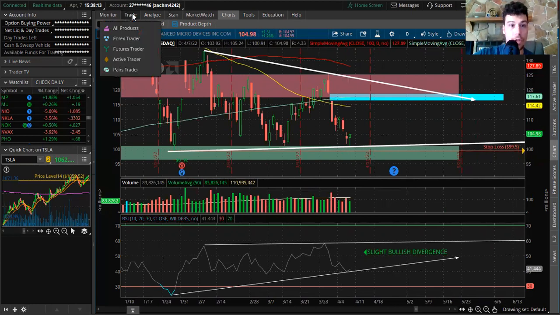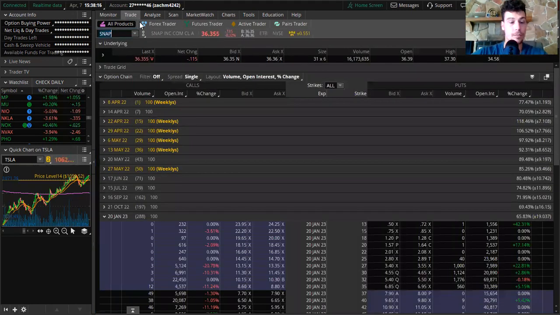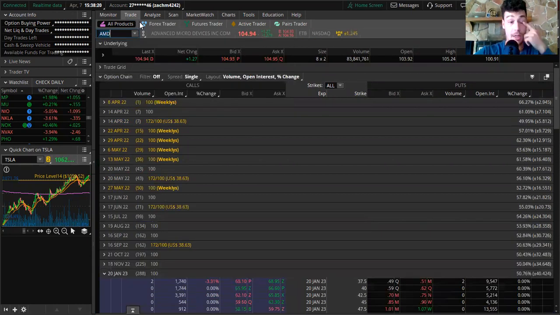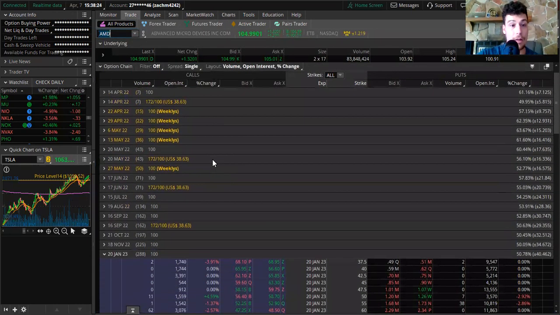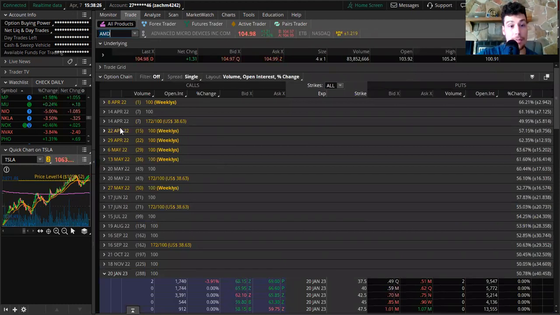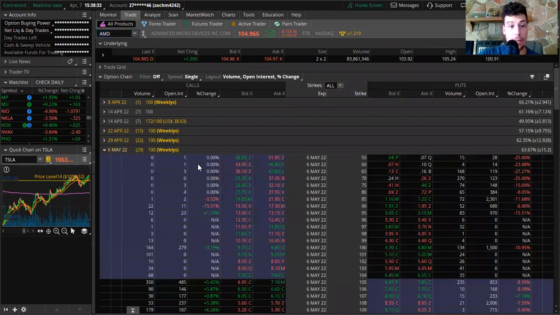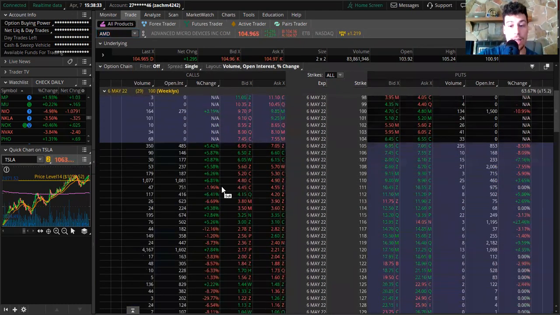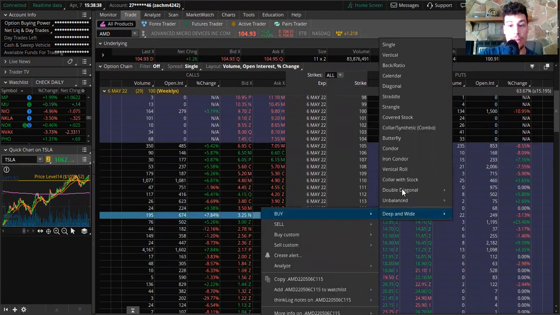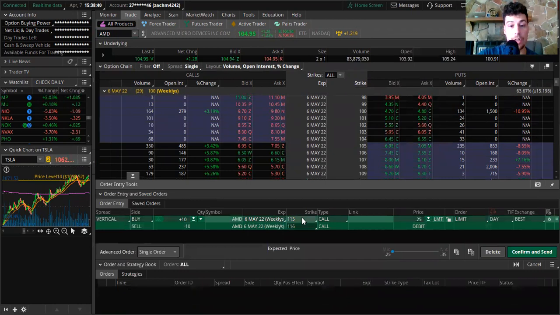So what you can do is go to AMD and pull up the option chain for AMD. You can do this on Robinhood, Webull, whatever platform you're using. Let's look at some of the May contract expirations. These have 29 days till expiration, so about 30 days. If you do what's called a vertical debit spread, you would click buy, then hit vertical, and you're going to purchase the 115 strike and sell the 116 strike.